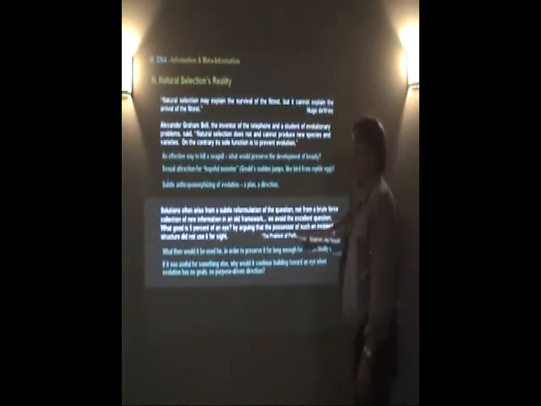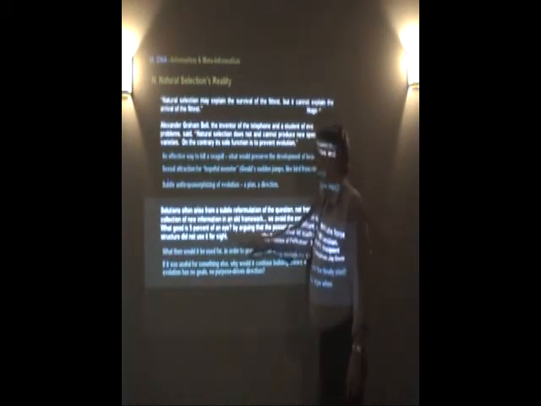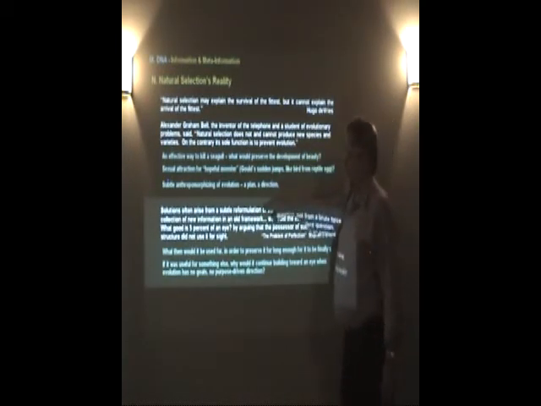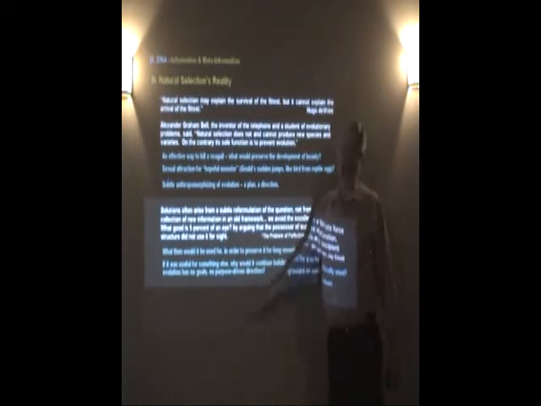Solutions often arise from a subtle reformation of the question, not from a brute force collection of new information in an old framework. We avoid the excellent question, what good is 5% of an eye, by arguing that the possessor of such an insipid structure did not use it for sight. So Stephen Jay Gould, who also came up with this idea, also identifies the fact that if you're looking for natural selection, why would this be selected?